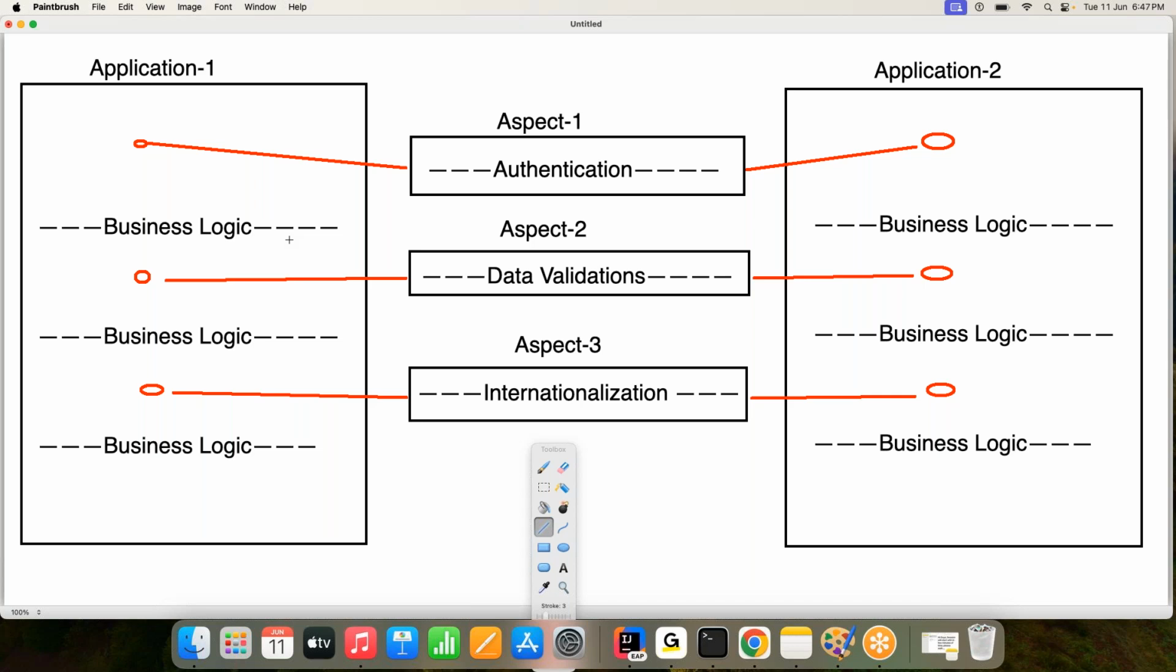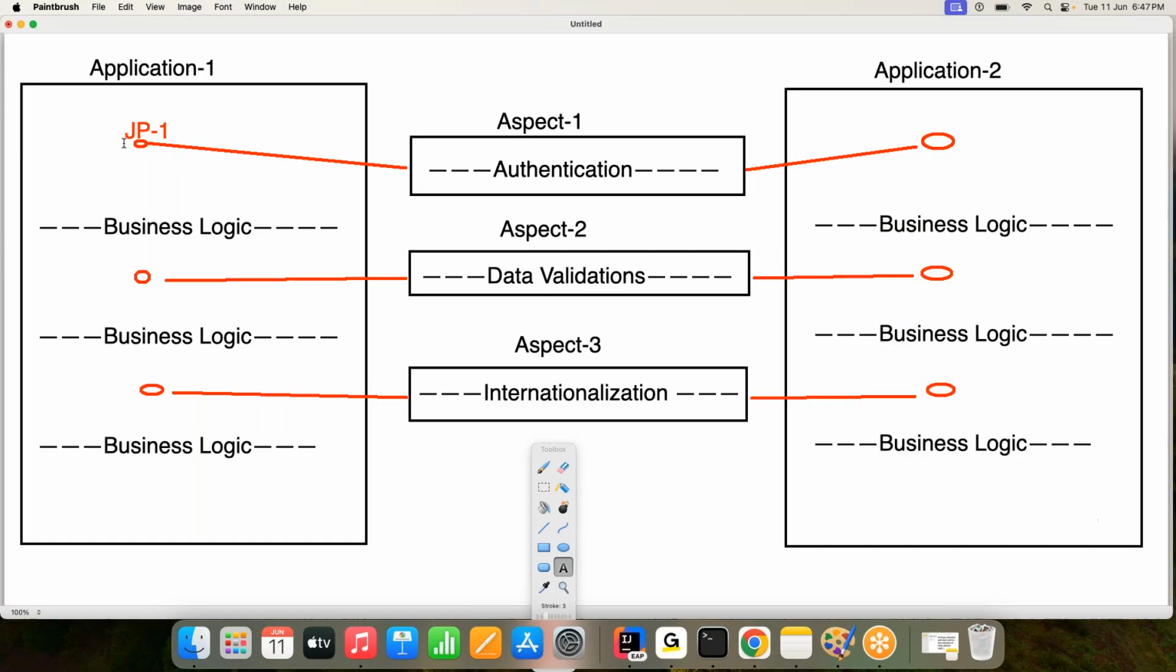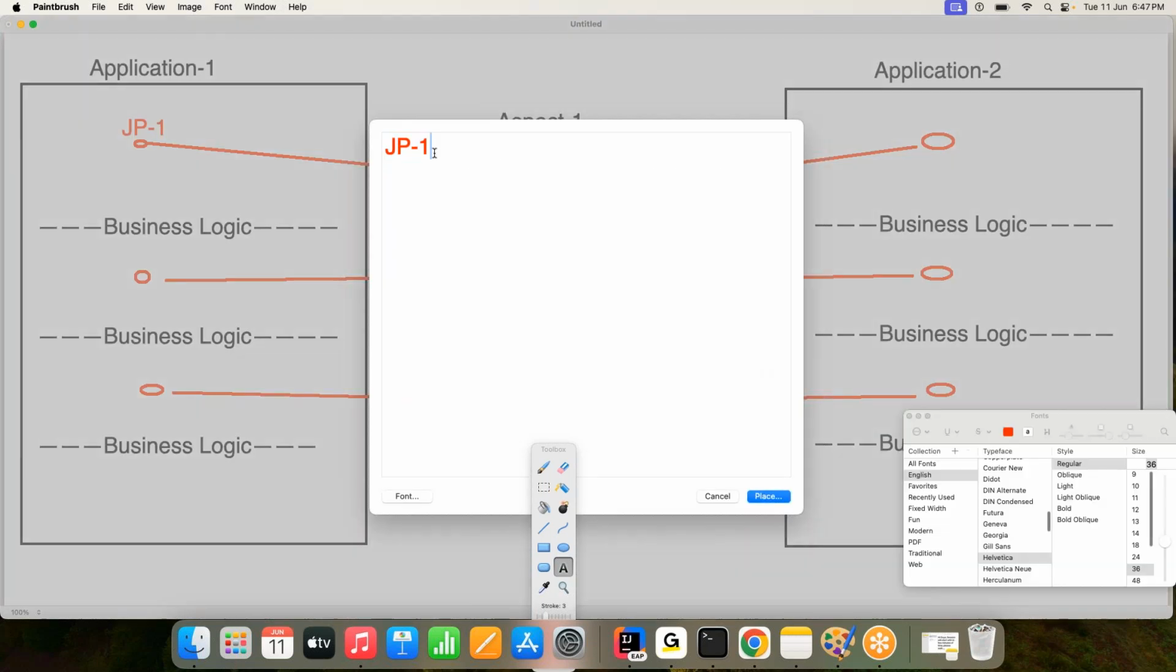Try to understand it clearly. For example, listen carefully. For example, this is join point 1. I want to give some join point names also. For example, join point 1. Join point 2.